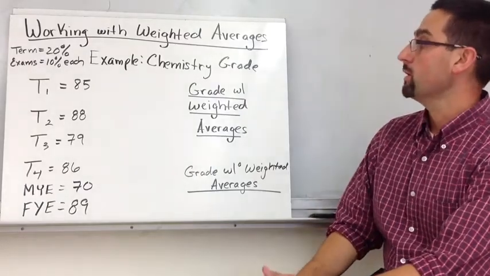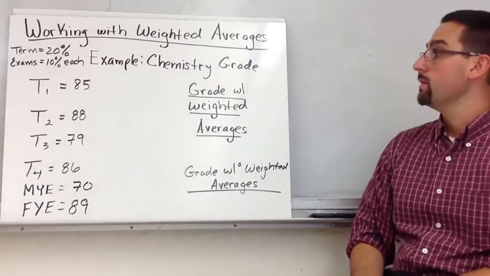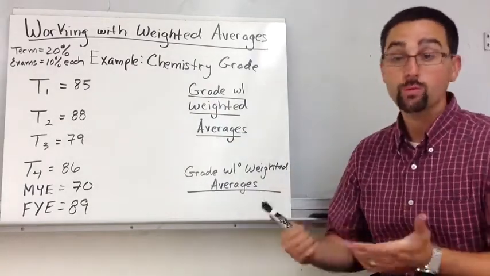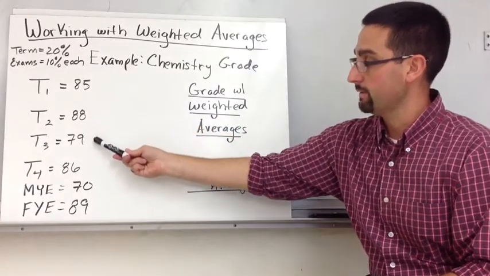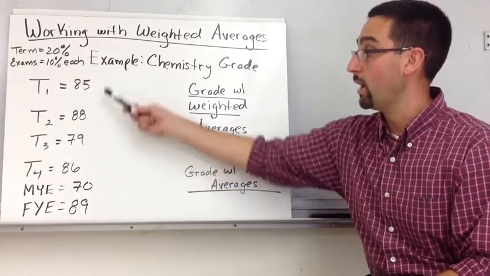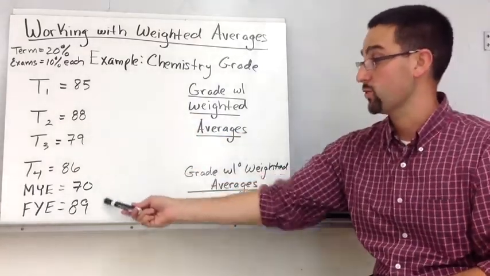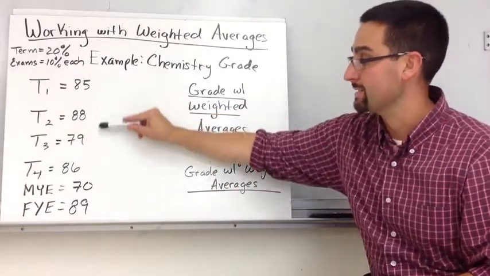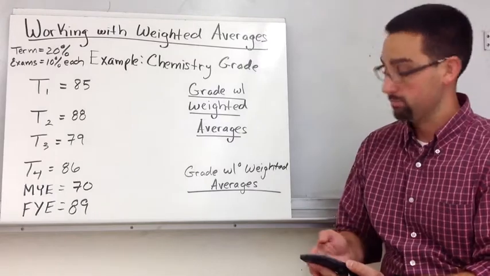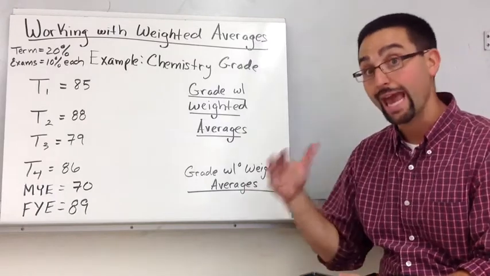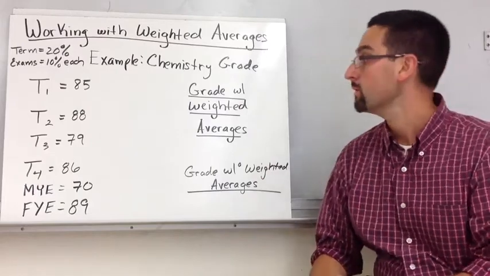Okay? So, for example, if we try to calculate someone's chemistry grade, not using weighted averages, what we would simply do is add up the 85, the 88, 79, 86, 70, and 89, how they scored in each term, plus how they scored on their test, and divide it by 6, because there's 6 items. So if we do that now, just to show you the difference between average and weighted average, you're going to need a calculator for today's flip session.